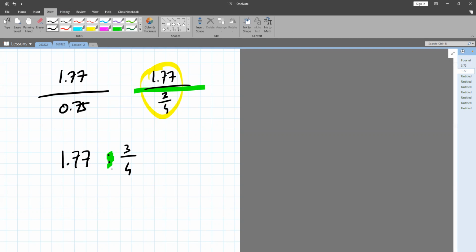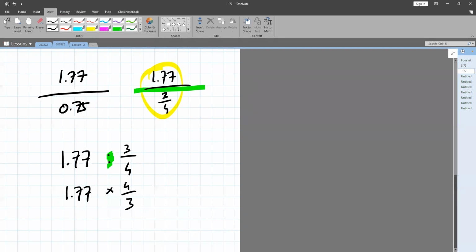Now you said before that what you did was 1.77 divided by 4. That's actually not quite right, because if you look at this fraction, now you divide by 3 on 4. That means you multiply by 4 on 3. Right? So instead of dividing 1.77 by 4, actually you multiply 1.77 by 4 and divide by 3.